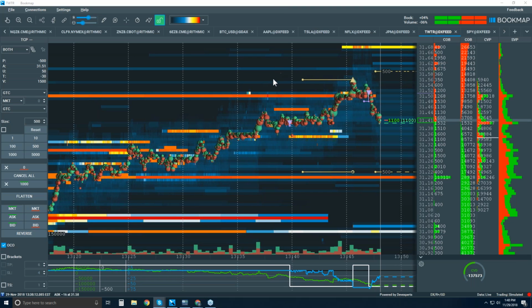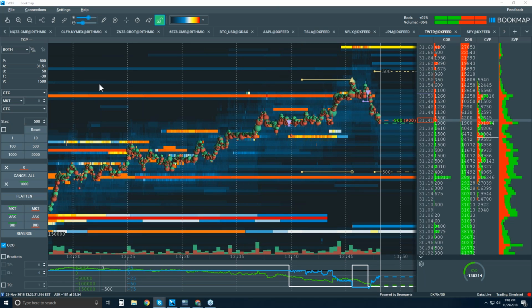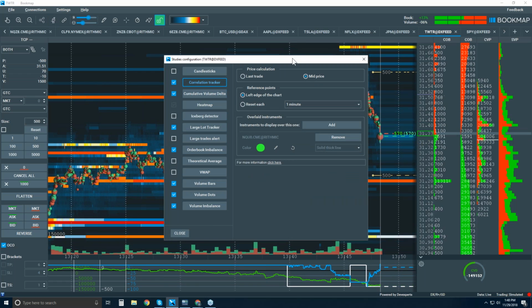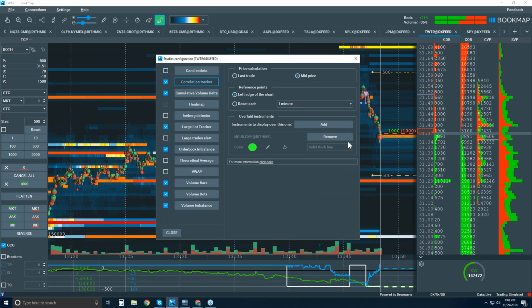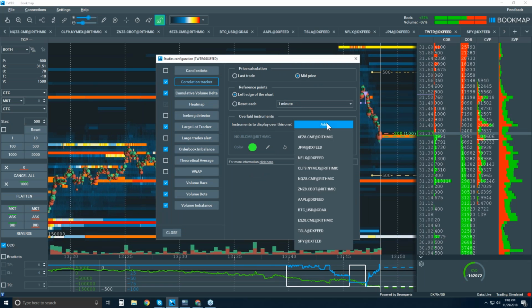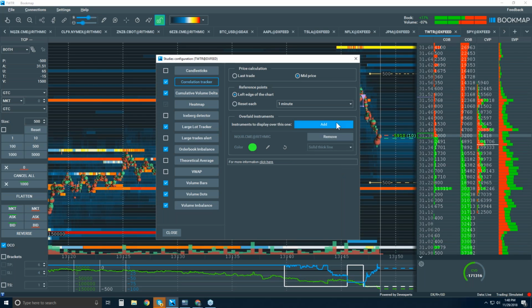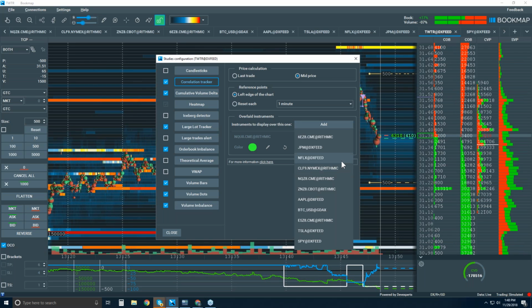Another thing, this is with the Bookmap Advanced or the Global Plus that I just mentioned. There's a correlation tracker, which I like very much with stocks. I think it's excellent. So we can look at a correlated market here. And let's add the NASDAQ. Since we're looking at Twitter, we're going to look at the overall market here. Okay, and there it is. Where's our NASDAQ? There it is.